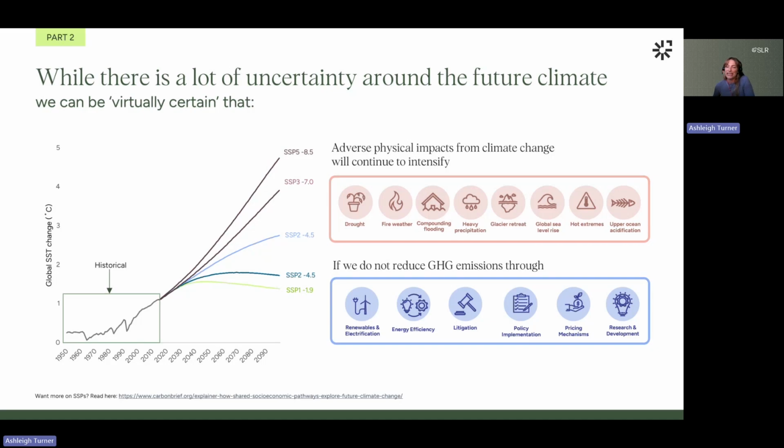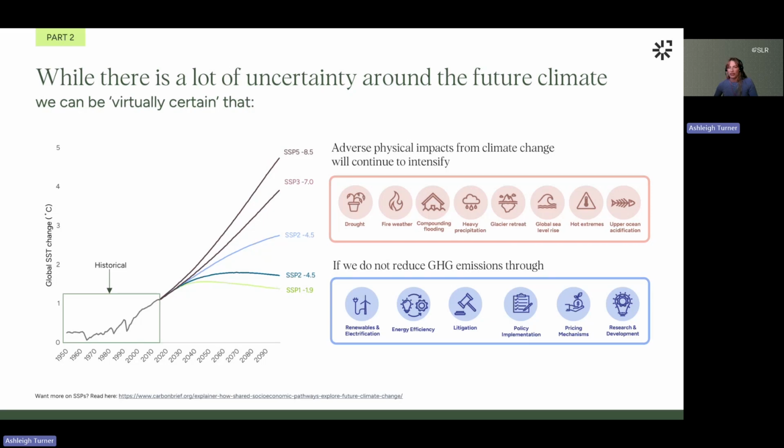And what we can say with high confidence is that if global emissions don't reduce significantly, then we'll see adverse physical climate impacts continuing to intensify. So things like drought, fire weather, compounding floods, extreme heat, sea level rise. All these things that we typically think of when we think about climate risk, they're already increasing, and under a high warming pathway, they'd get substantially worse.